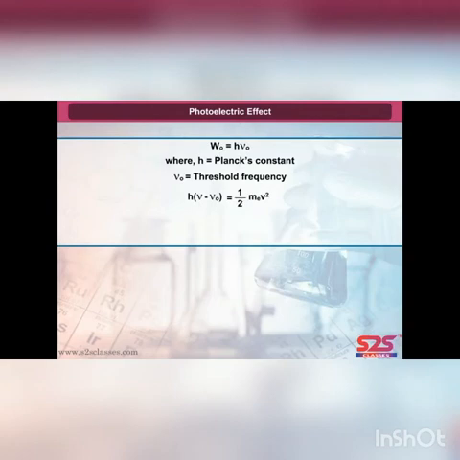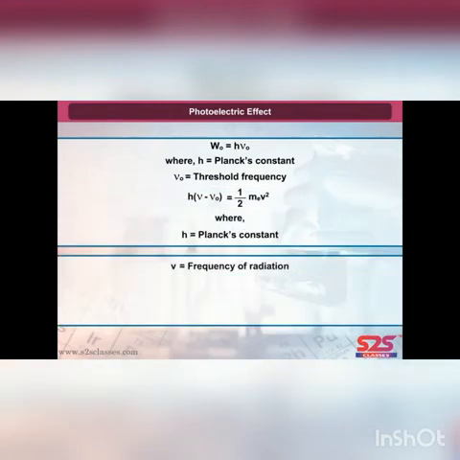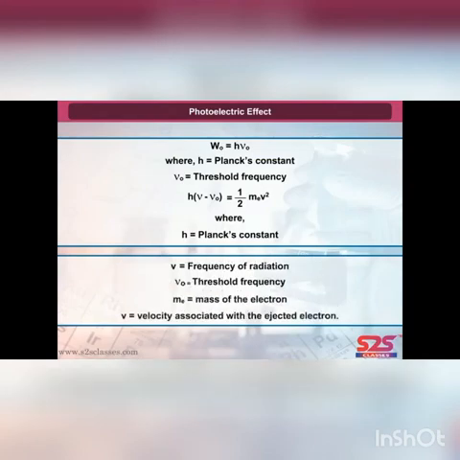h(mu minus mu naught) is equal to half m_e v squared, where h is the Planck's constant, mu is the frequency of radiation, mu naught is the threshold frequency, m_e is the mass of the electron, and v is the velocity associated with the ejected electron.